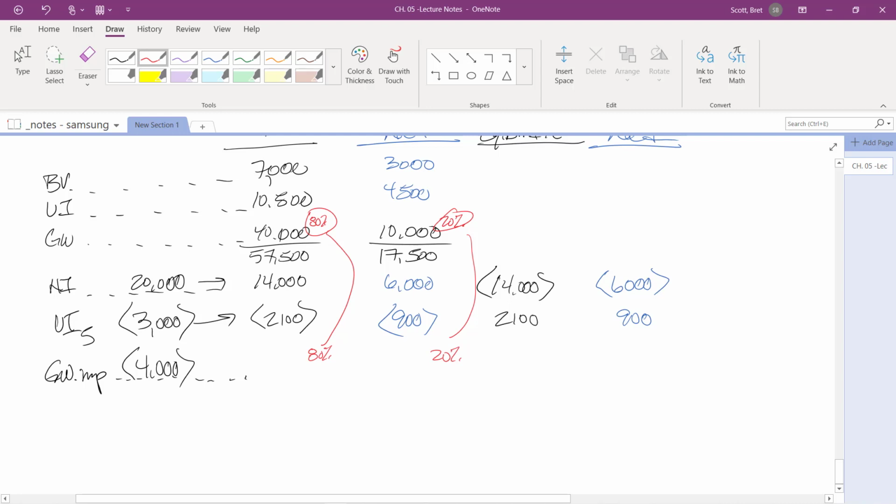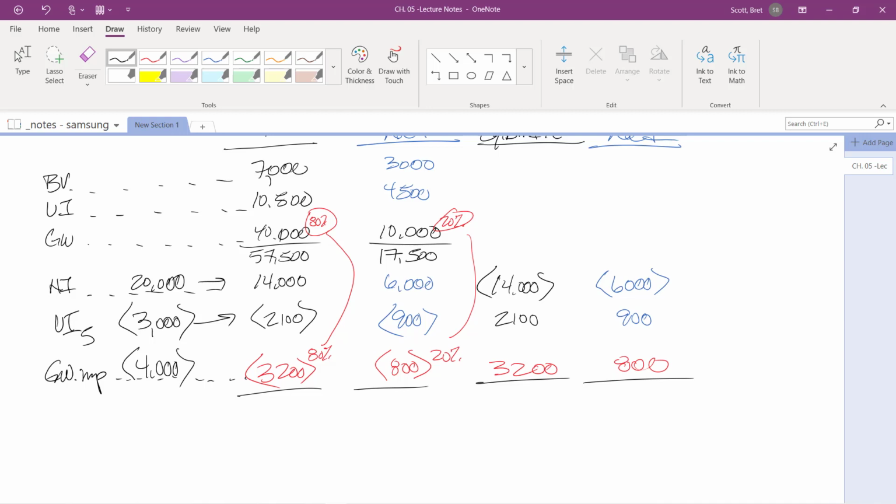80% of the $4 million is going to be 3,200 here, and the other 800 over here, and we'll debit and debit. That's how you do that. That's the main focus of this problem: just be careful. If you have to make any adjustment to goodwill, don't do it based on ownership. Do it based on goodwill allocation.